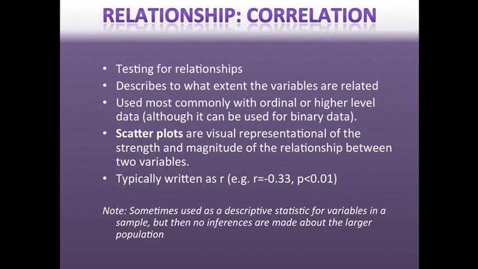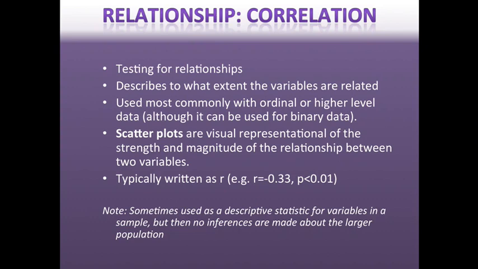All right. So then there's tests of relationship. And the most common test of relationship is a test of correlation. All right. And this is looking at how much two variables are related to one another. Do they go up together or go down together, or is there something else going on there? Now, this is usually used for ordinal data or higher. You can use this for ordinal data.